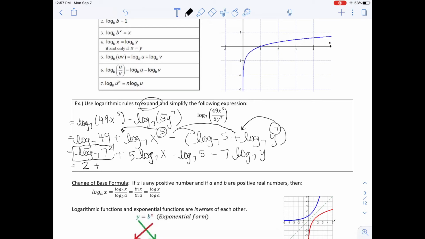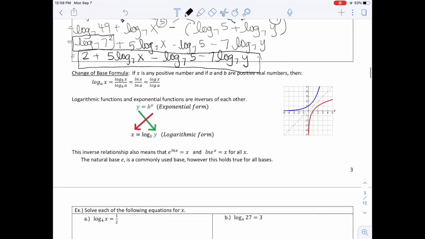So we have 2 plus 5 times log base 7 of x minus log base 7 of 5 minus 7 log base 7 of y. And from here we cannot simplify anymore. We have no more exponents, and we also have expanded this completely.